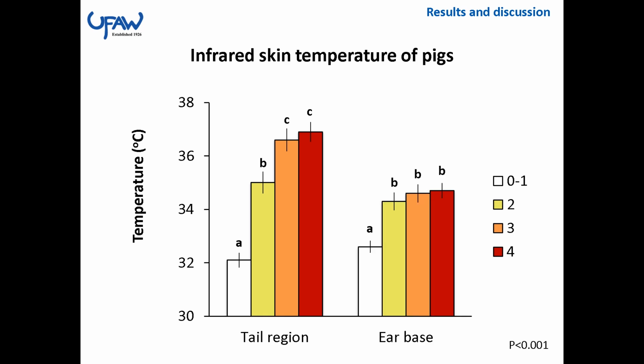Skin temperature measured at the ear base was significantly lower for pigs with tail scores 0 and 1 than for all other tail lesion scores, with no difference between the other scores. Sex did not affect the skin temperature of pigs recorded at the base of the tail and the ear.